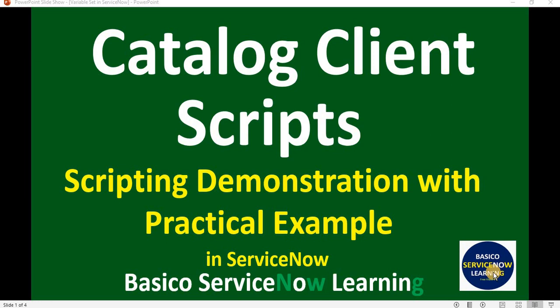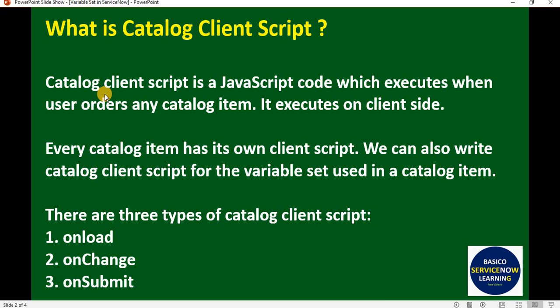So in today's video we are going to explore catalog client script and we will also do a practical implementation of the same. So let's begin. So what is a catalog client script? A catalog client script is JavaScript code which executes when a user orders a catalog item, and a catalog client script executes on the client side. There are three types of catalog client scripts: onLoad, onChange, and onSubmit.